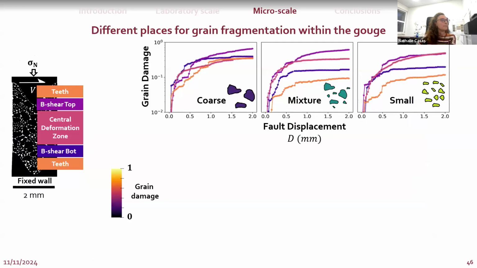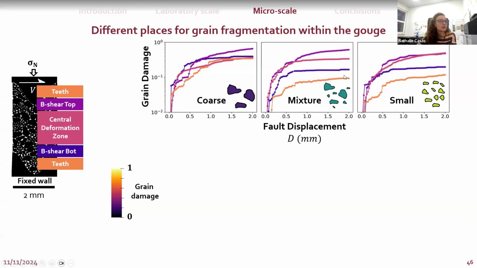Now, the idea was, as I said in the question at the start, to see the importance of the different parts of the fault gouge in the shear deformations. So I divided the fault into 4 different zones: the teeth, the boundary shear at the top, the central deformation zone, and the boundary shear at the bottom, and see the amount of damage or fragmentation that each zone leaves.